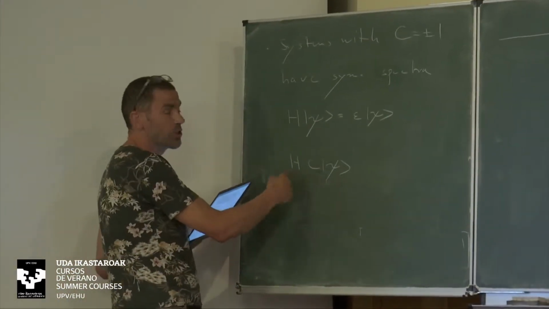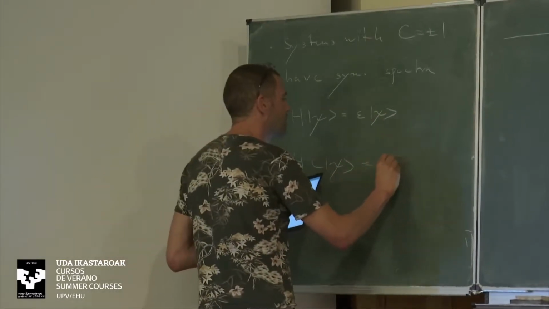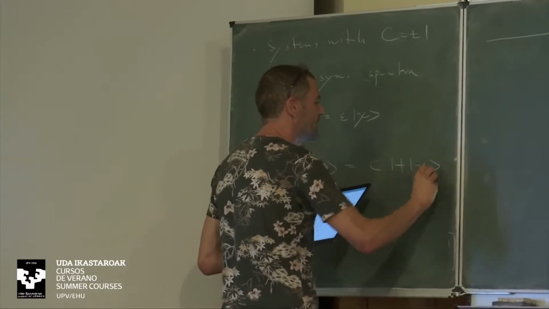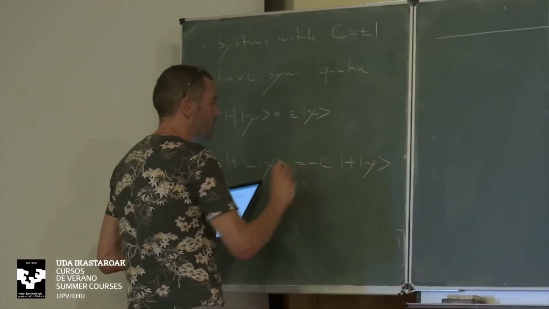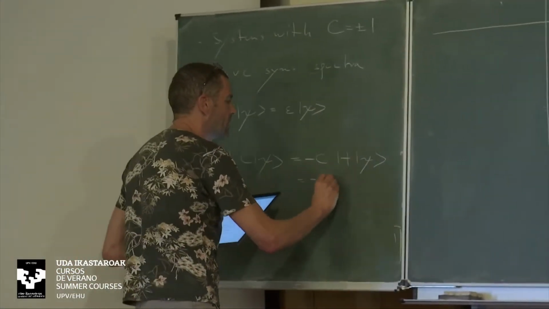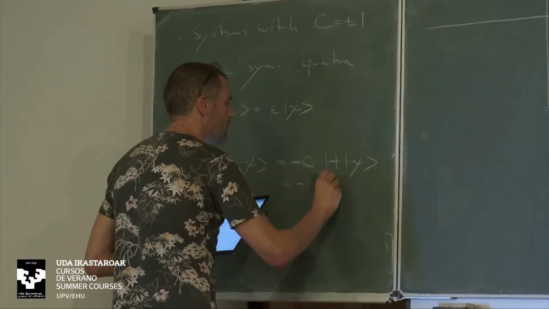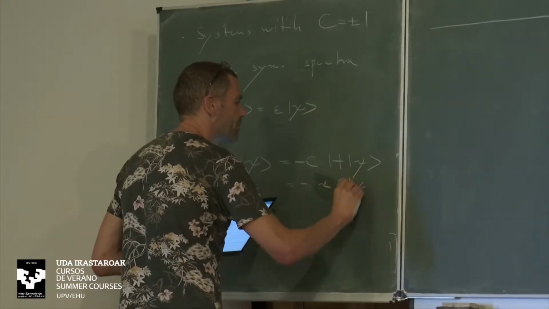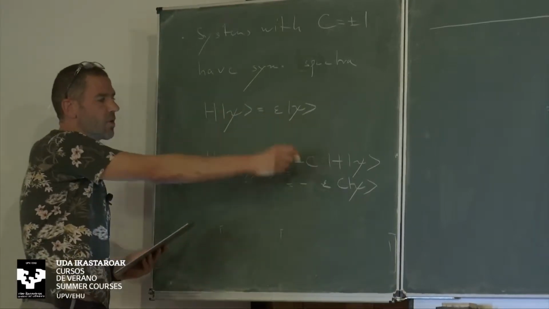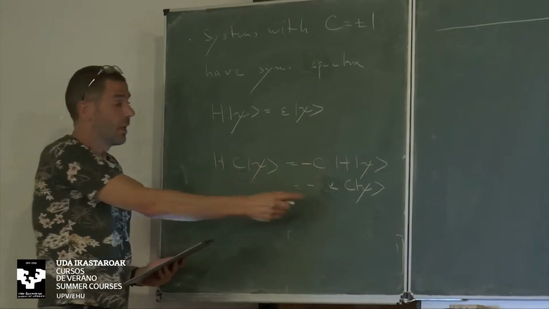And now C and H effectively anticommute here. That was the distinguishing property of H. So this is this, and with a minus sign. So you get minus C times minus epsilon C psi. So for every eigenstate of energy epsilon, you're granted a different eigenstate, because of a different eigenvalue, of energy minus epsilon.